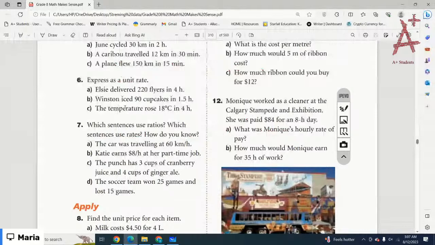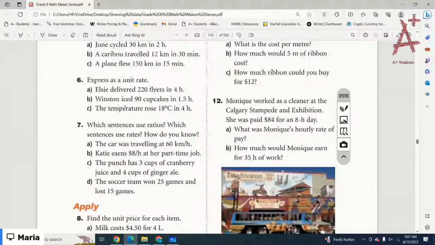You will get the value of 1 hour, right? Okay, question 7 is: which sentence uses ratios? Which sentence uses rates? How do you know? Okay, the car was traveling at 60 kilometers per hour. That is a rate, right? You are given per hour, so that would be a rate. Whenever you are given something per 1 hour, that means that is the rate.